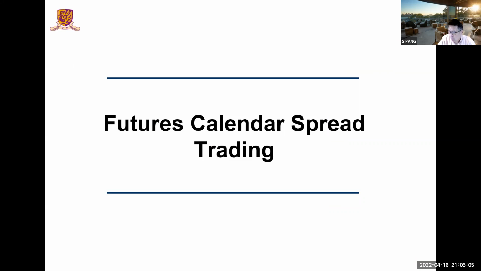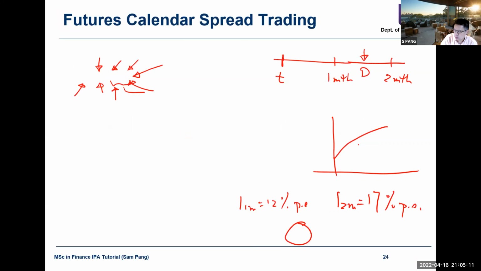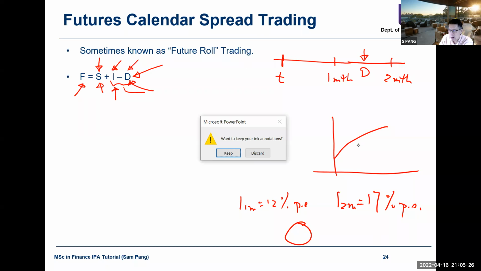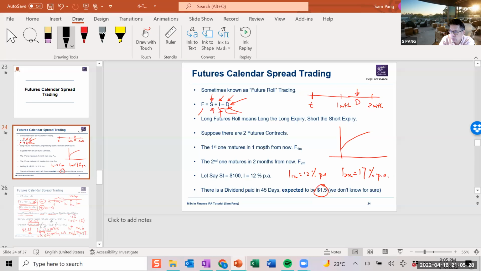Now, first of all, what is a calendar spread? Well, that is easy. Sometimes it's called futures roll. It's got nothing to do with bread, okay, or daily France, not that kind of bread roll. Futures roll. And I'm going to use very simple notation.